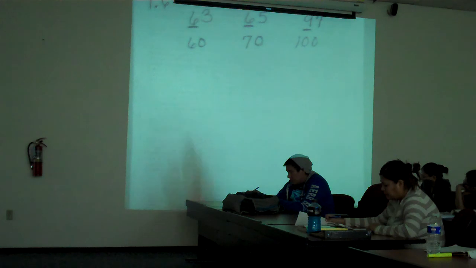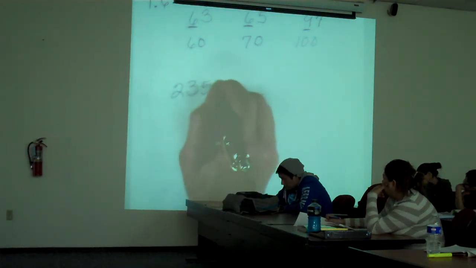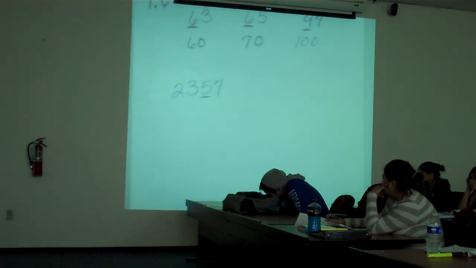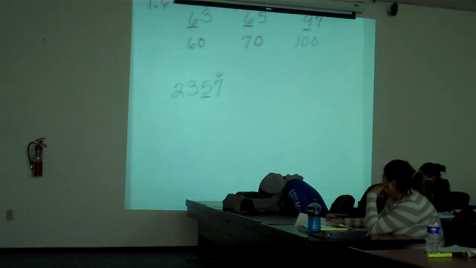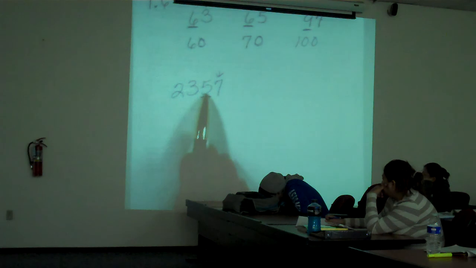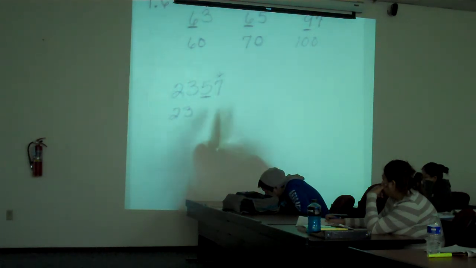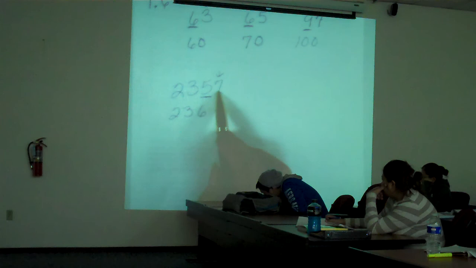Okay, let's do some longer numbers. How about 2,357? If you are rounding to the nearest 10, underline the 5, arrow on the 7. The numbers in front of this remain the same. Leave this at 2 and a 3. Now, will the 5 stay, or will it have 1 added to it? We'll add 1. The 7 is a 5 or bigger, so add 1 to the 5 and turn that to 0.